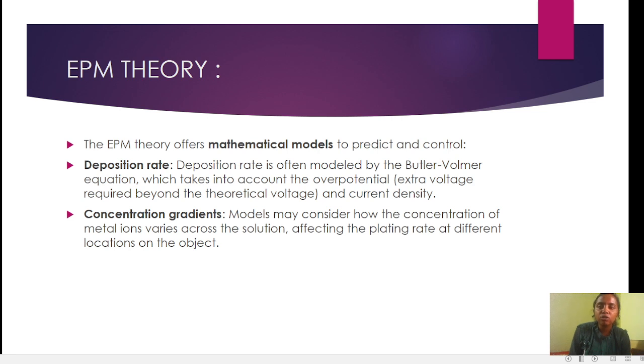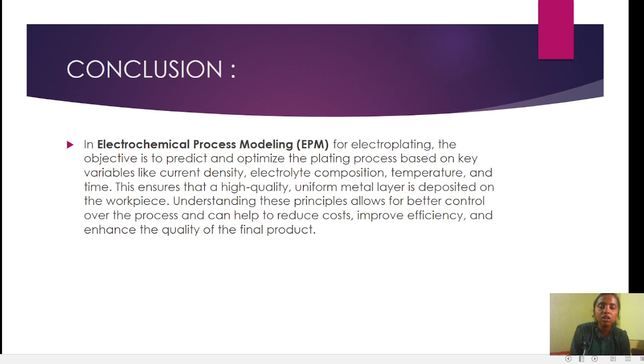Next, the EPM theory. The EPM theory offers mathematical models to predict and control the process. There are two types of models: deposition rate and concentration gradients. Deposition rate is often modeled by the Butler-Volmer equation, which takes into account overpotential, and concentration gradient models may consider how the concentration of metal ions varies across the solution.